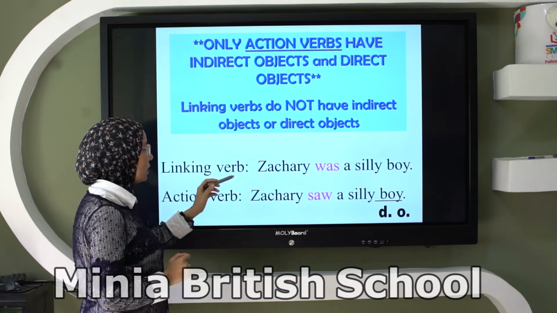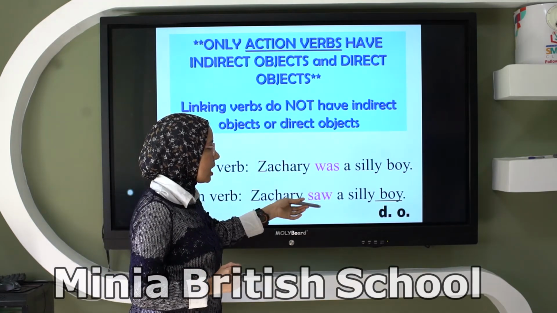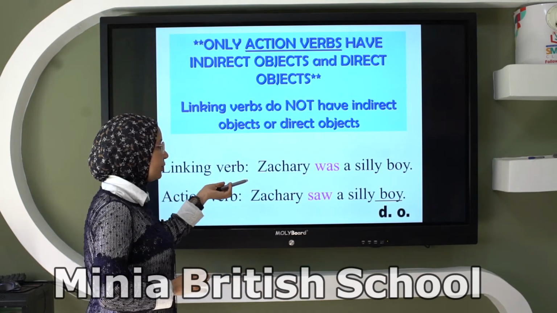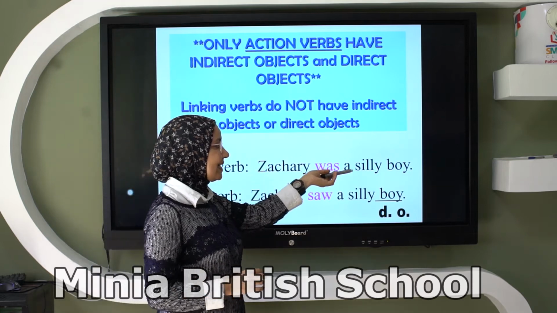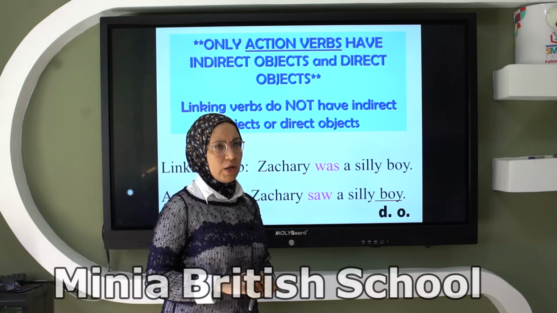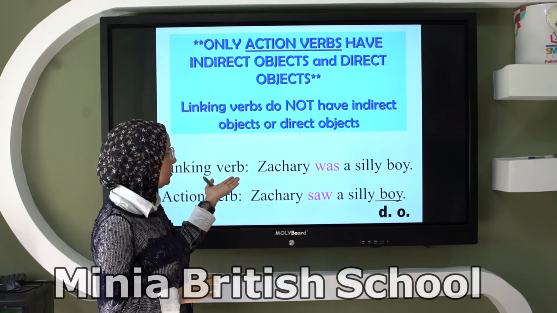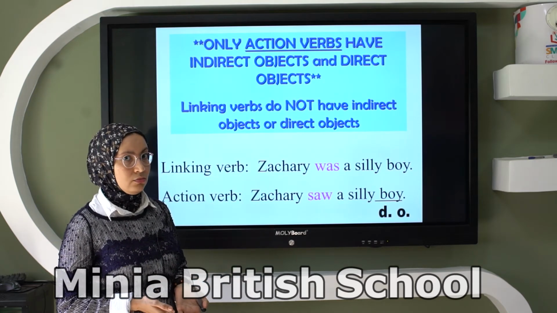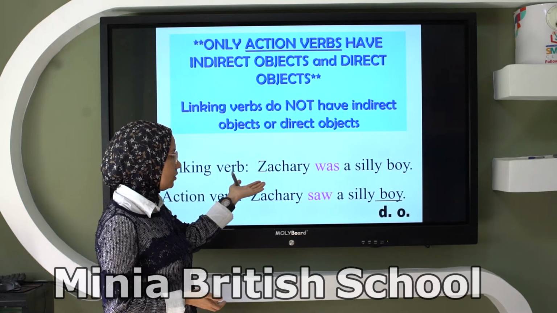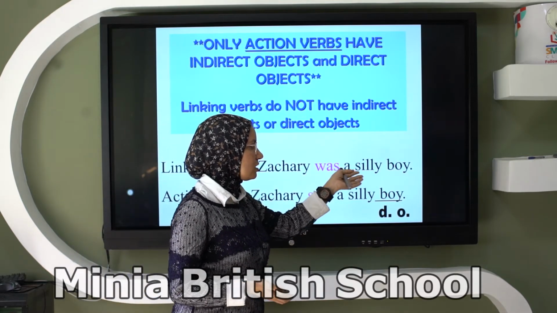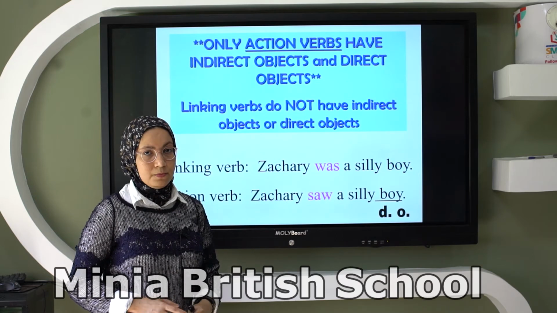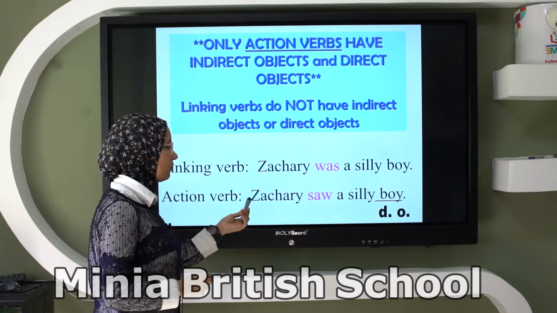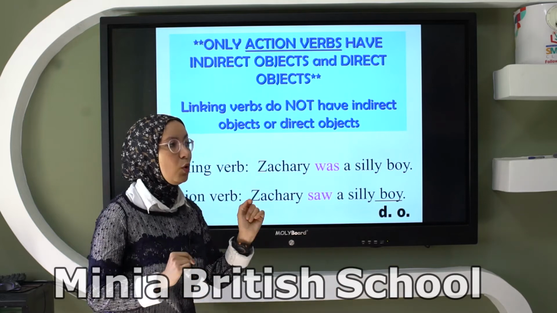Number one, look here for the colored verbs that we have. For a linking verb here: Zachary was a silly boy. Do we have here a direct object or indirect object? No. Zachary was a silly boy. This is like a description for Zachary. About the action verb: Zachary saw a silly boy.